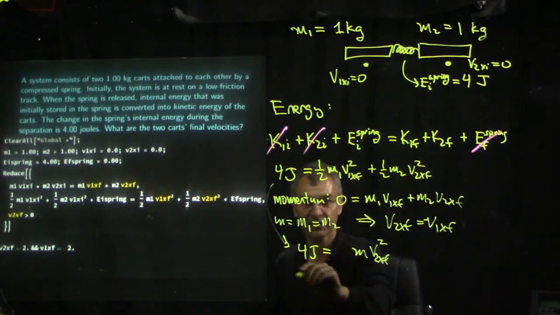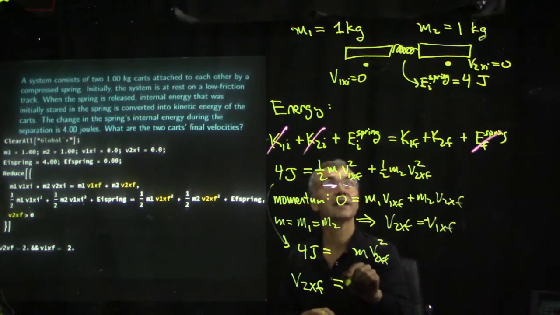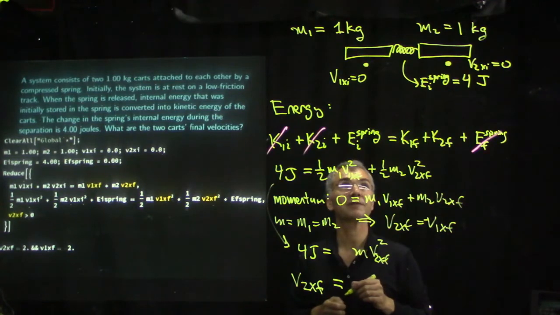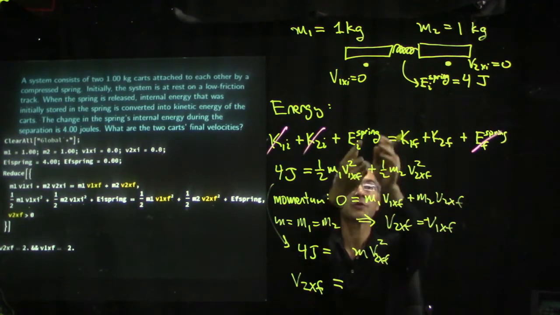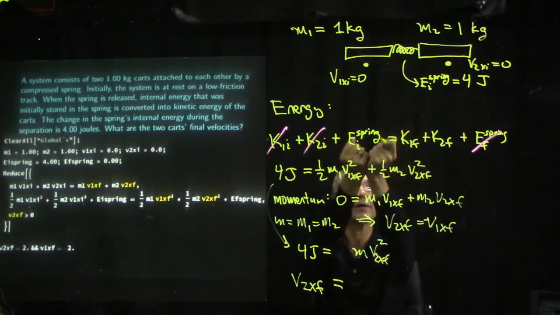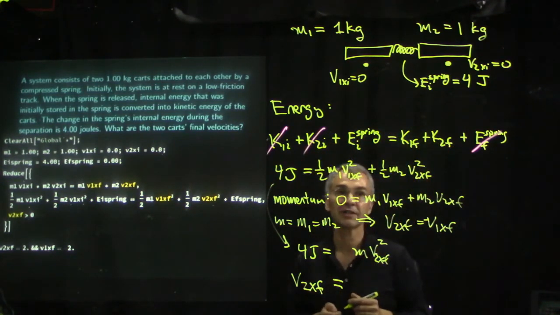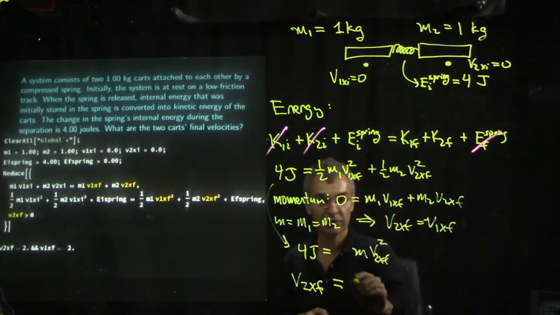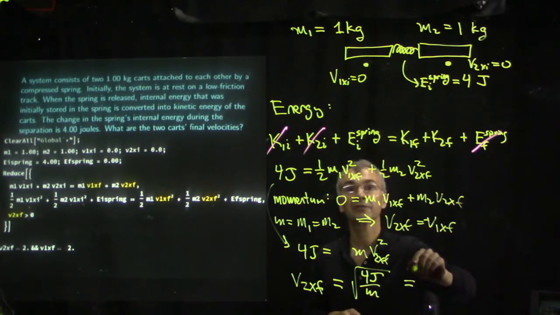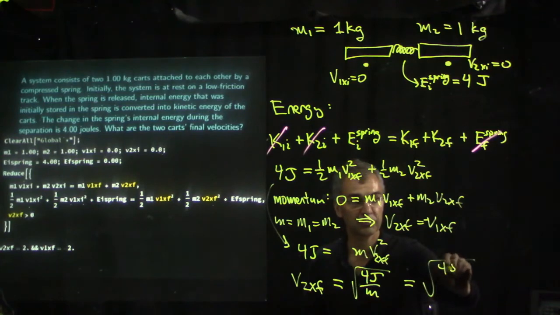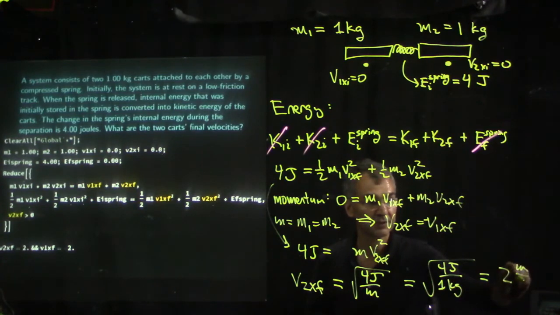So then that gives us V2XF equals, I guess we have to use our brains a little bit to figure out which direction they're moving, because there's nothing in the problem that tells you which one's moving to the right, which one's moving to the left, unless you look at it and say, when they separate, number 2 is going to go to the right, number 1 is going to go to the left. The math won't tell you that on its own. So V2XF must be the square root of 4 joules divided by 1 kilogram, which is going to be 2 meters per second.